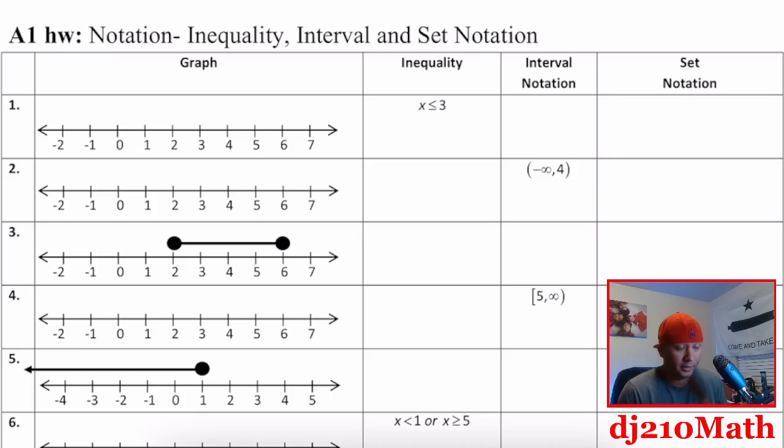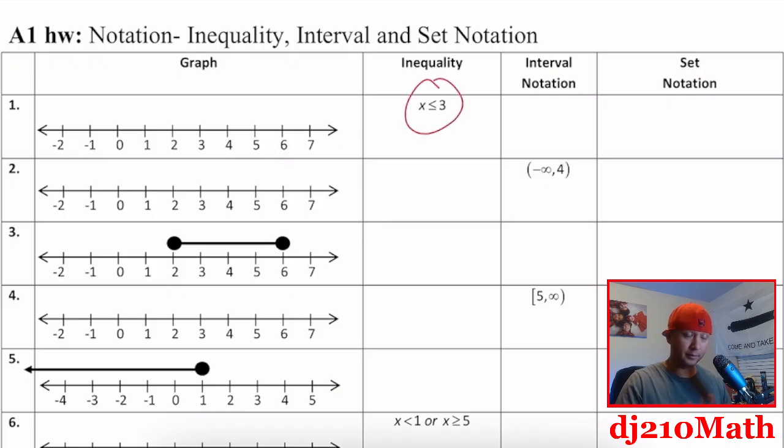All right, this is A1 notation, the first homework. So let's get it. Number one. We're given one piece of information and we have to fill in the rest of the blanks basically.